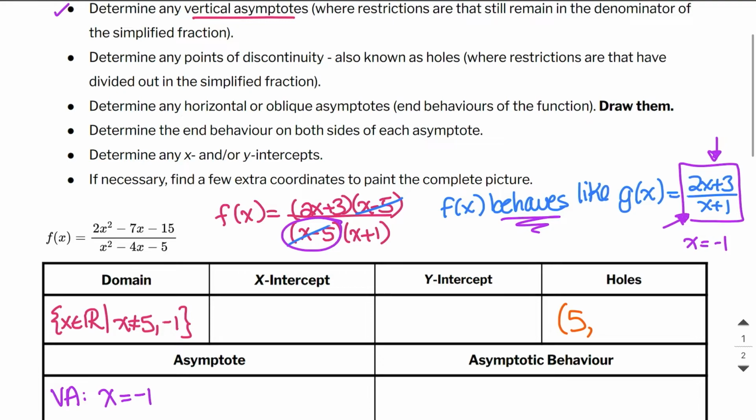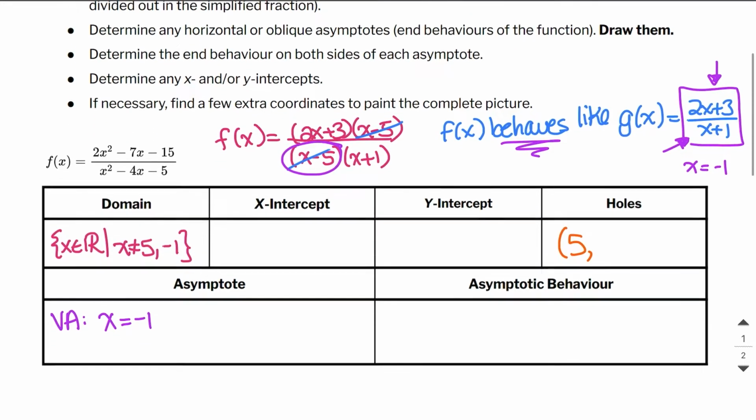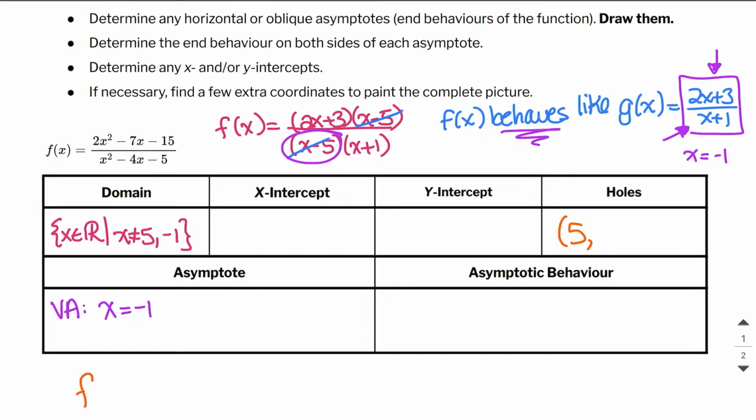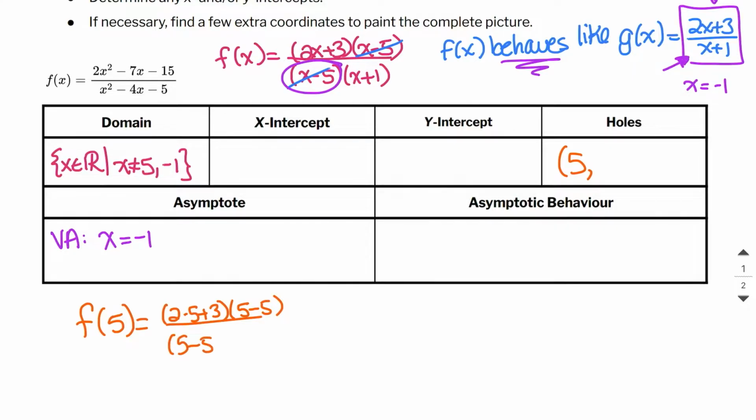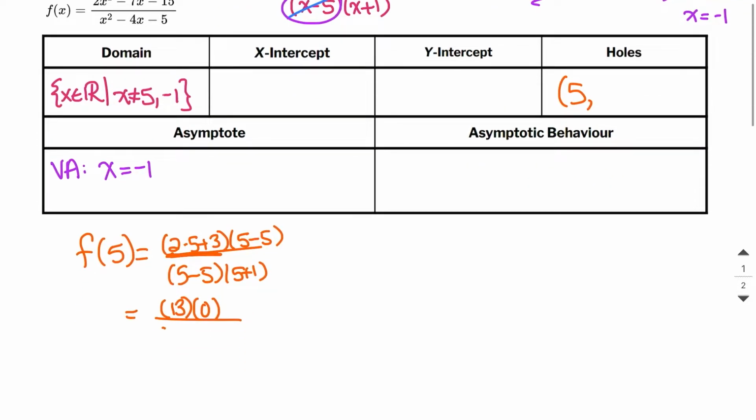But I need to know the actual point that it's going to be. So I need to actually plug in 5. So I would go to f of 5 is equal to, and every time I see an x, I would plug in 5, right? So it would be 2 times 5 plus 3 times 5 minus 5 all over 5 minus 5 down here times 5 plus 1. I'm using this to plug it in, by the way, okay? So right here, 2 times 5 plus 3 is 10 plus 3, which is 13. 5 minus 5 is 0. 5 minus 5 right here is 0. And then 5 plus 1 is 6.